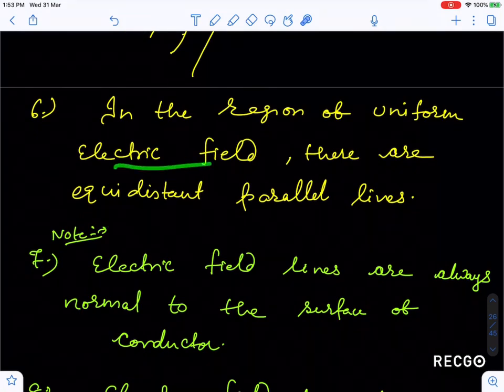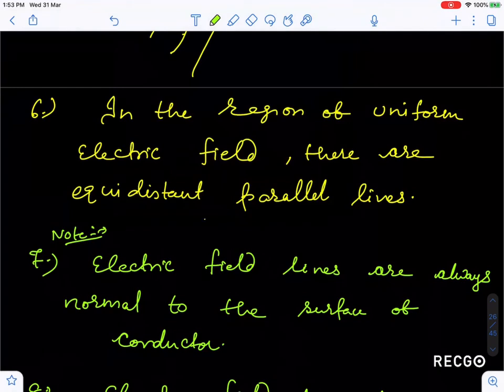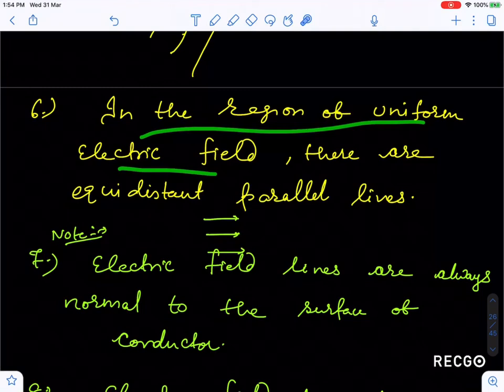In the region of uniform electric field, there are equidistant parallel lines. I already discussed that if field lines are uniform, the separation between the lines is identical. So in the region of uniform electric field, there are equidistant parallel lines. Parallel lines must be equidistant.